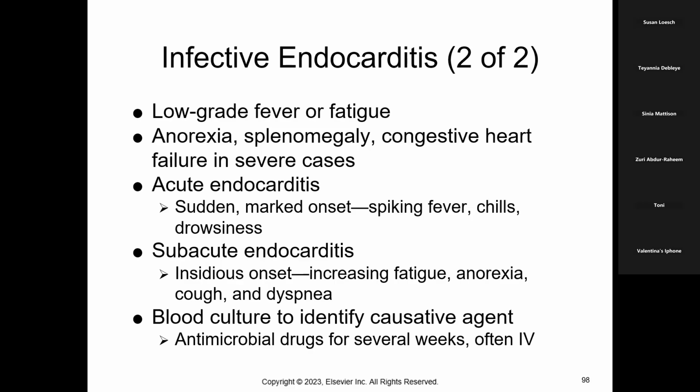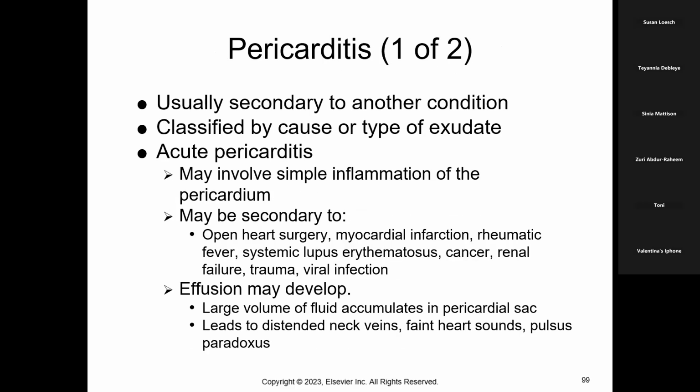Pericarditis, this is usually in response to some other condition. It can be acute or chronic. And again, that's usually affecting that fluid around the heart. They can develop an effusion, which is a large amount of fluid in the pericardial sac. This can lead to distended neck veins, faint heart sounds, and pulsus paradoxus. A lot of times what happens there is they develop cardiac tamponade, which also has those symptoms.